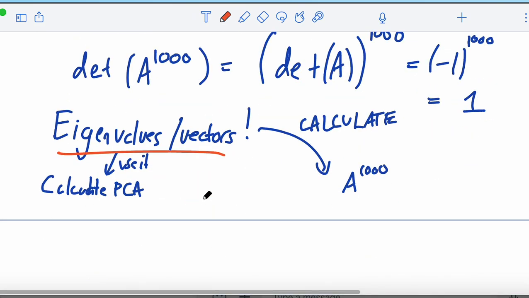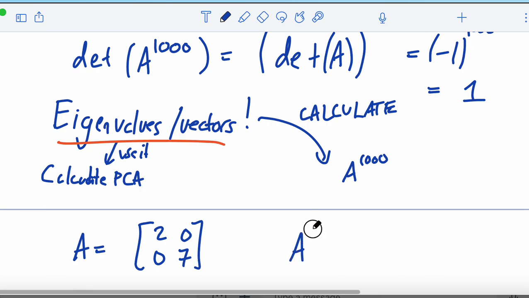But let's pretend the matrix A was diagonal. What happens if the matrix A was, I don't know, 2, 0, 0, 7? If A was diagonal, and I said, please compute A to the 1,000, all of a sudden the problem becomes easy. Before, A was all mixed up. You had to do a whole bunch of this plus this plus this plus this. But if A is a diagonal matrix, 2, 0, 0, 7, how do you do A to the 1,000?